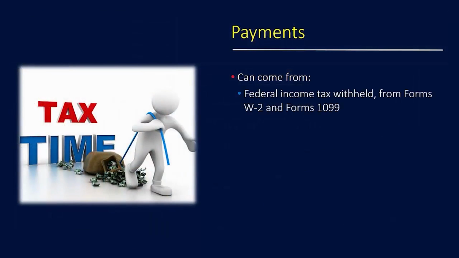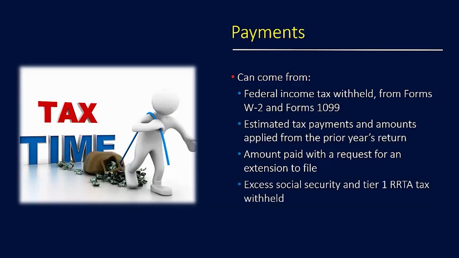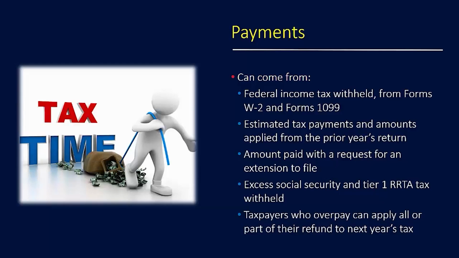Payments can come from federal income tax withheld from Forms W-2 and Forms 1099, estimated tax payments and amounts that are applied from the prior year's return, an amount paid with a request for an extension to file, and excess Social Security and Tier 1 Railroad Retirement tax withheld. Taxpayers who overpay can apply all or part of their refund to next year's tax.